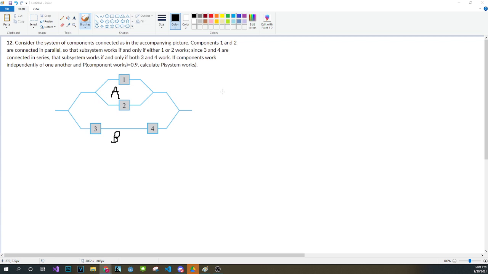So it's asking for the probability of A or B working. We have a formula for that. This is actually the addition rule.